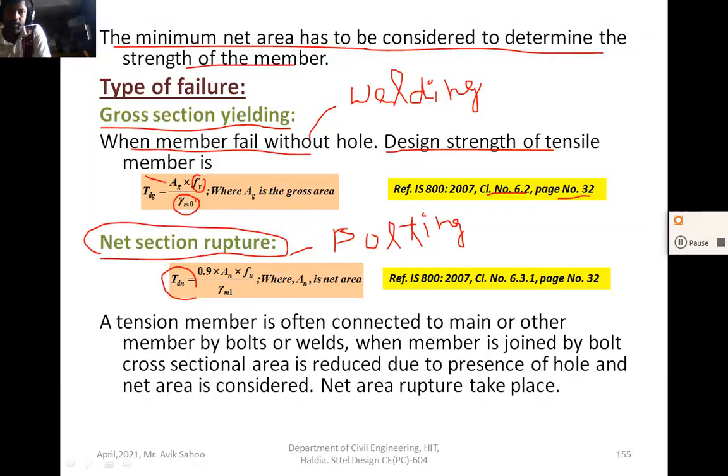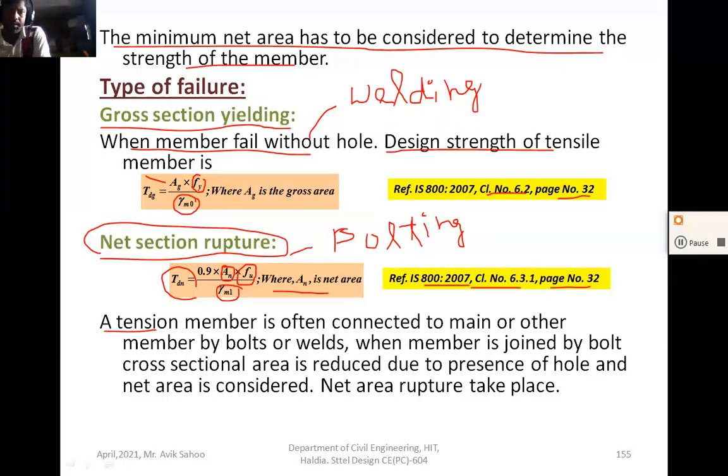Now you see that this is the design tensile strength of the member, which is 0.9 An Fu / gamma m1. An is the net area of the member, Fu is the ultimate tensile strength of the plate, and gamma m1 is the partial factor of safety at ultimate stress. Check the reference: in IS 800:2007, clause number 6.3.1, page number 32, this formula is given.